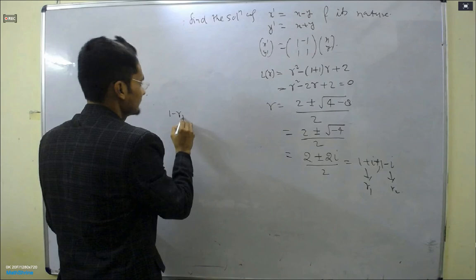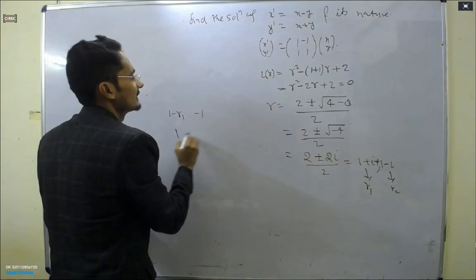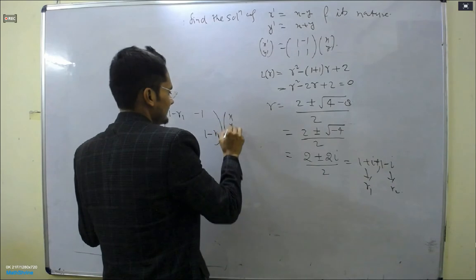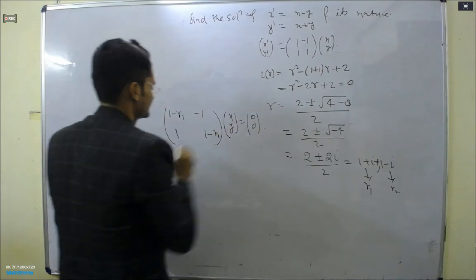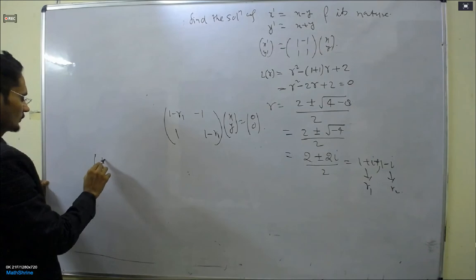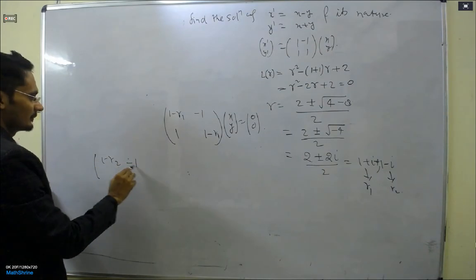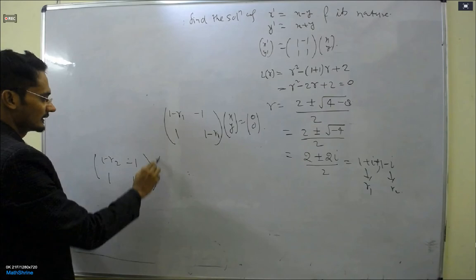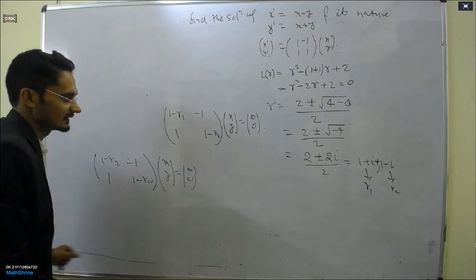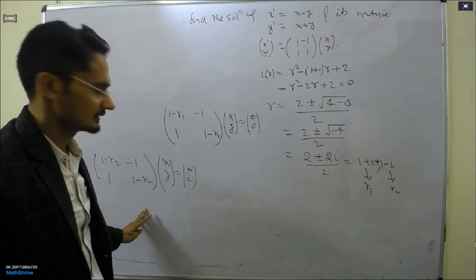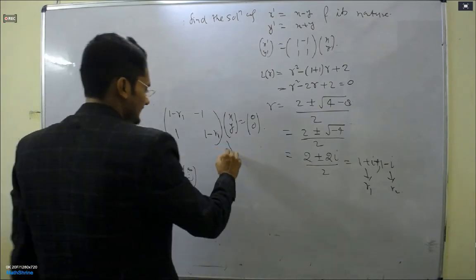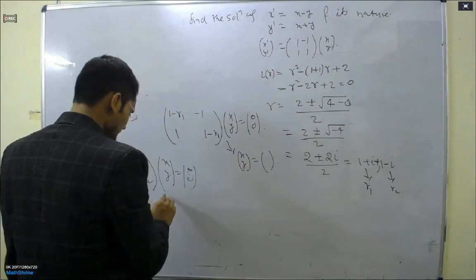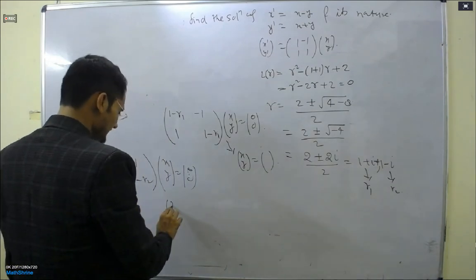Because both are different, definitely they will give some number, right? So our solution will be x comma y is equal to c1 v1 e raised to the power (1 plus iota) into t, plus c2 v2 e raised to the power (1 minus iota) into t. This is your answer.